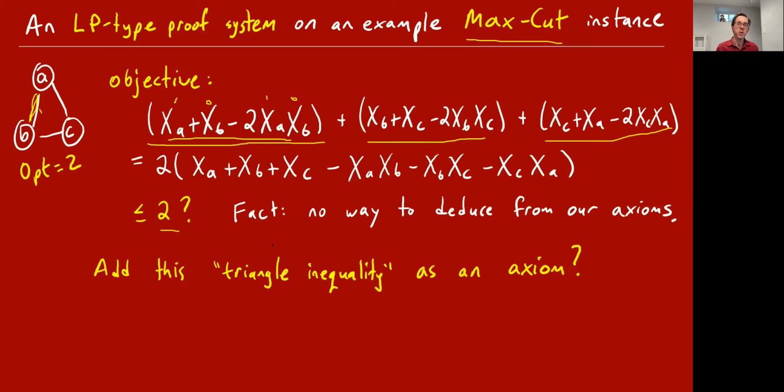Now, one thing you could do is almost like cheating. You could say, well, it's a true fact that we all know that this expression here is at most 2, because we can look at this triangle graph and be sure the max cut is at most 2. And this is an inequality involving the variables. The fact that this is at most 2 doesn't even really have to do with max cut. It's just a true fact that this expression is at most 2 for all choices of 0 and 1 for xa, xb, and xc. So we could say, hey, let's just make that an axiom.